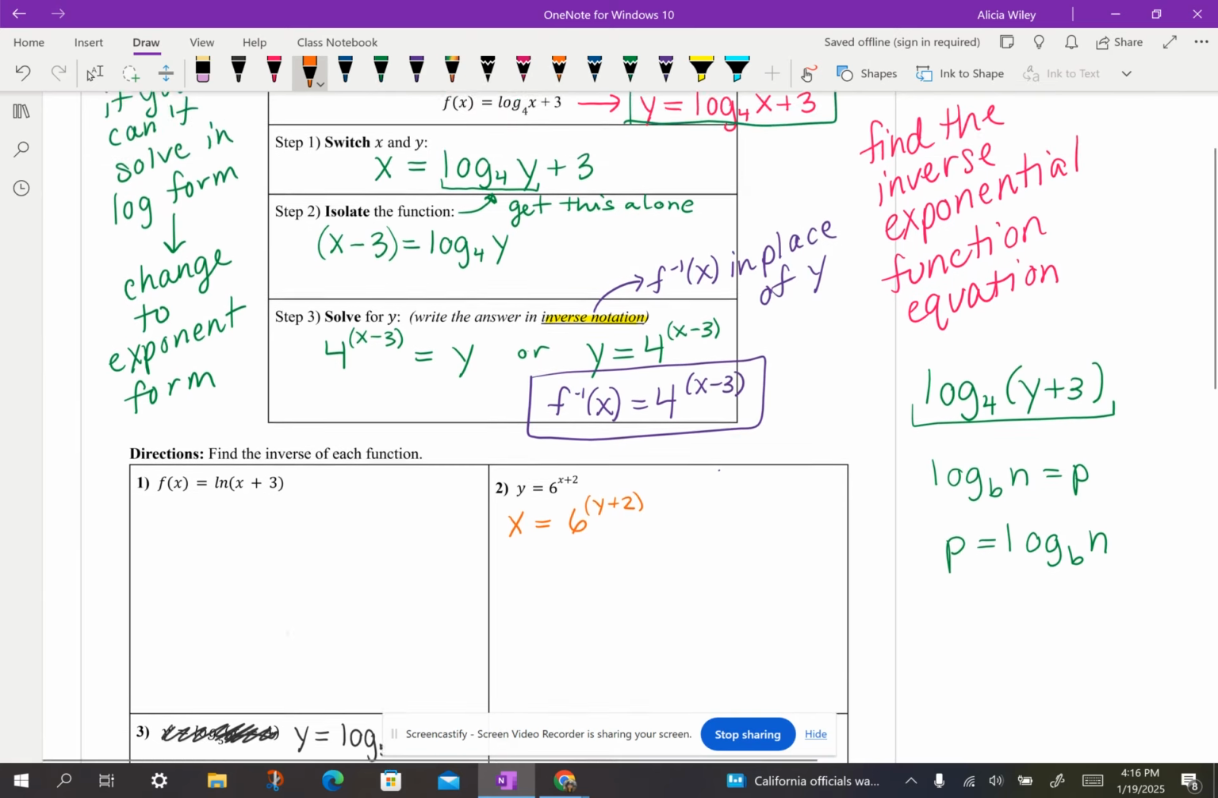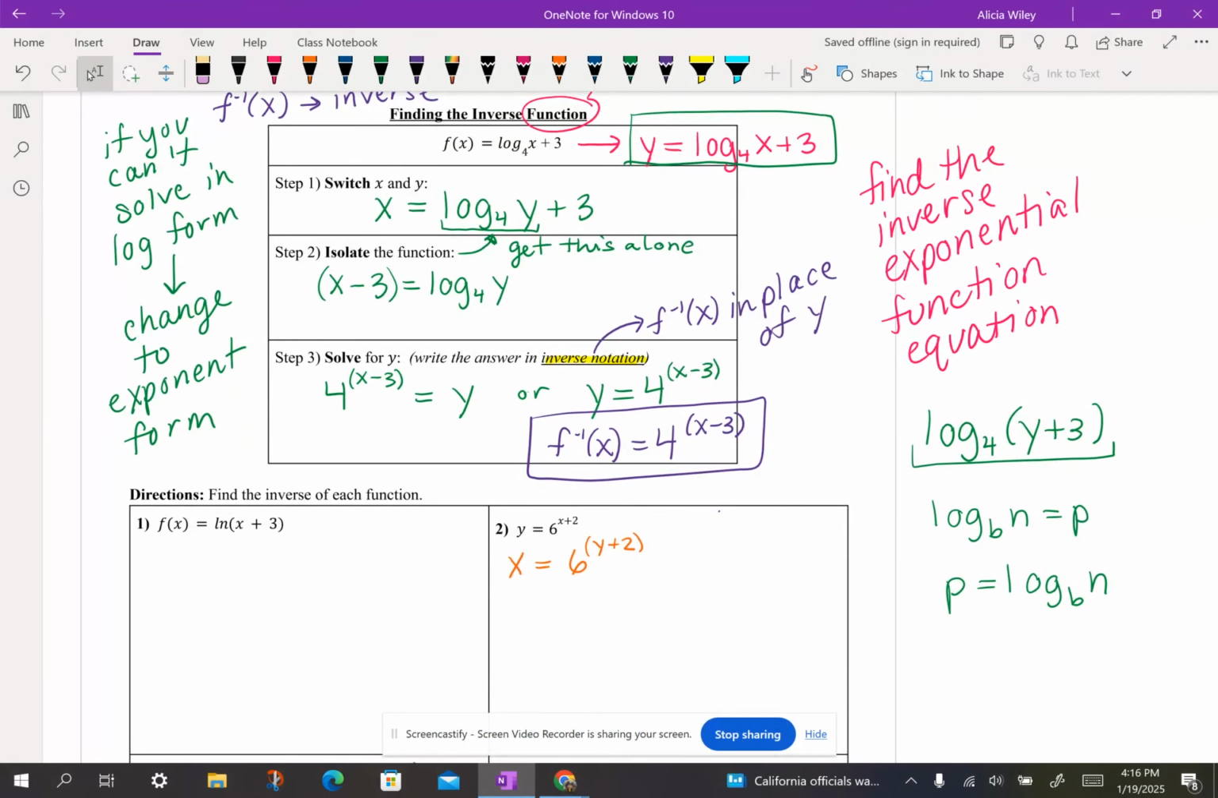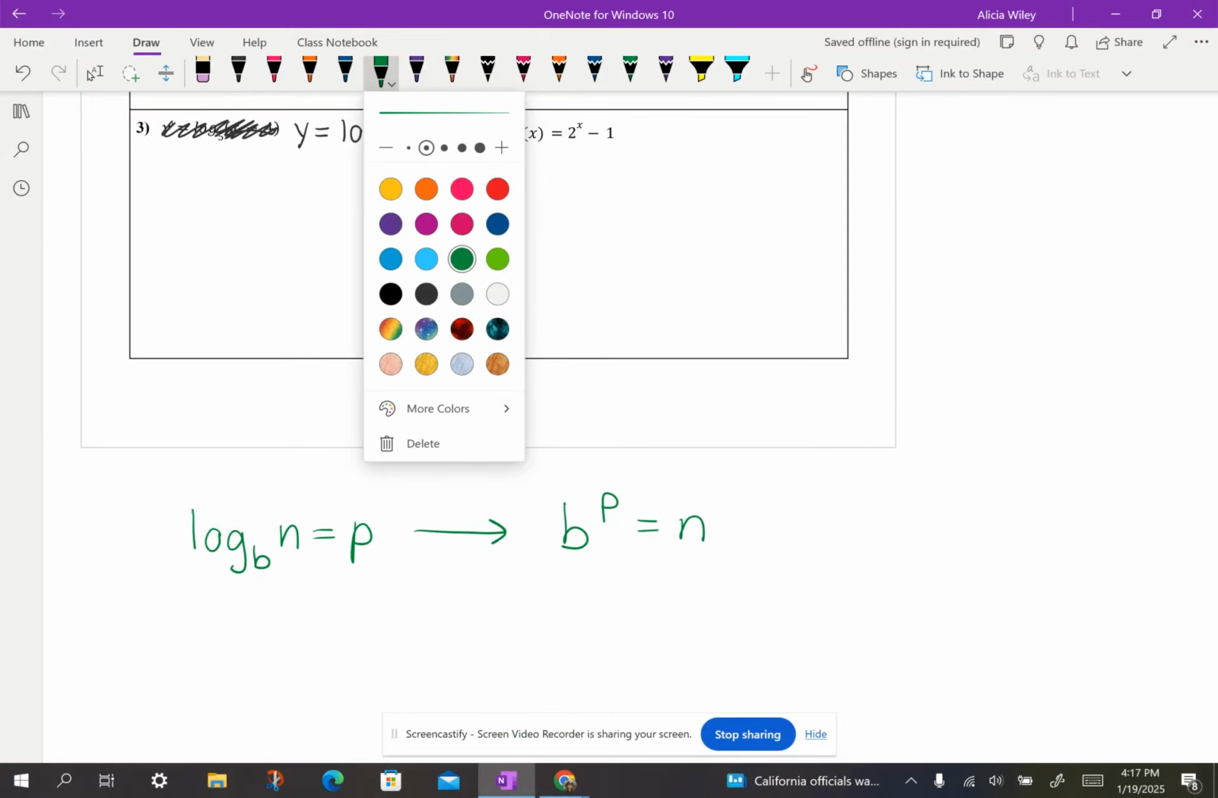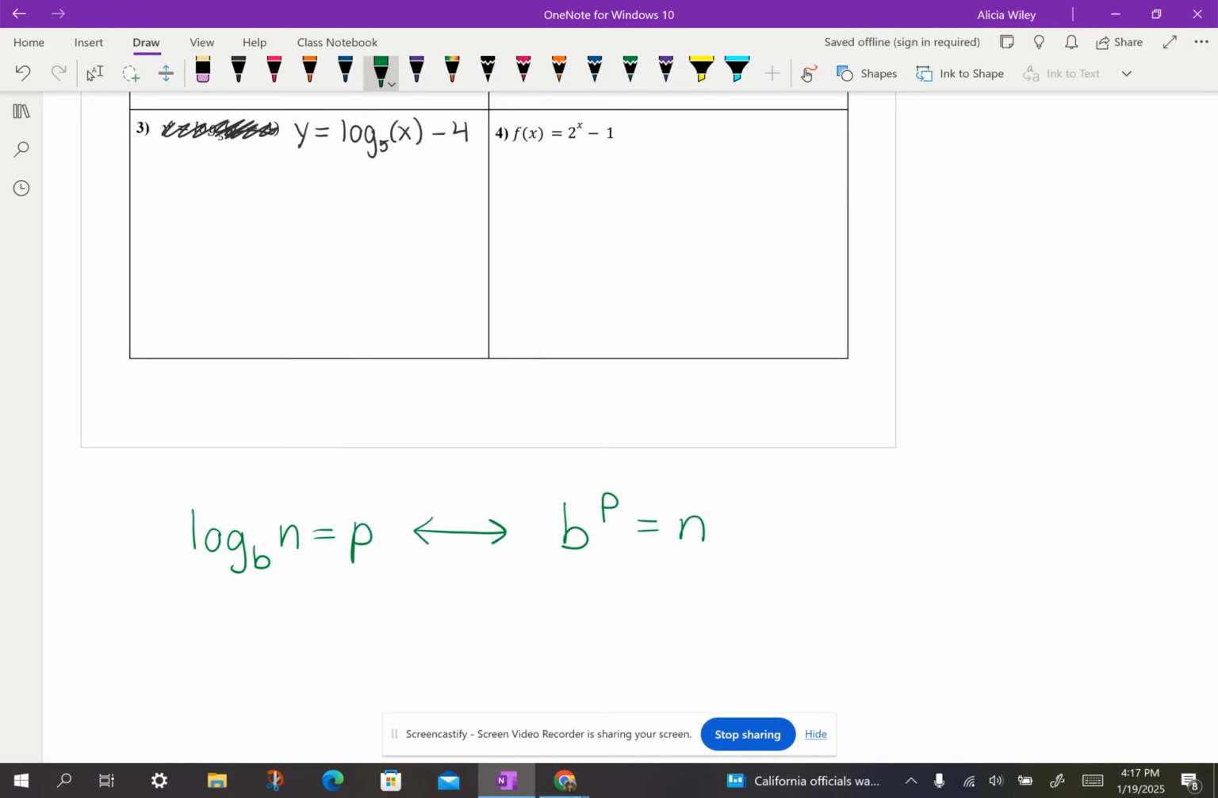So I talked about how if you can't solve in log form, change to exponential form. Well, you know what, guys? It goes the other way. If you can't solve it in exponent form, you need to change it to log form. I can't solve for this y without getting it out of the exponent. The only way to get it out of the exponent is to put it into log form. So we're going to go back to this concept, except now we're going exponent form to log form.